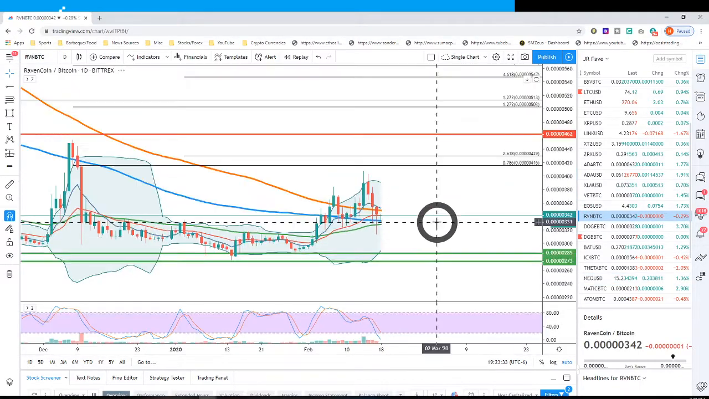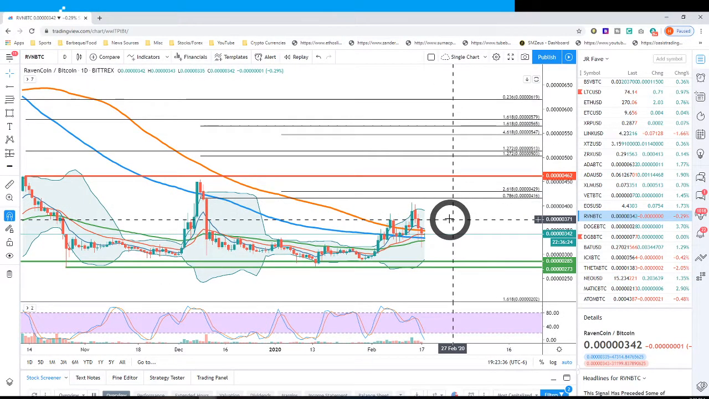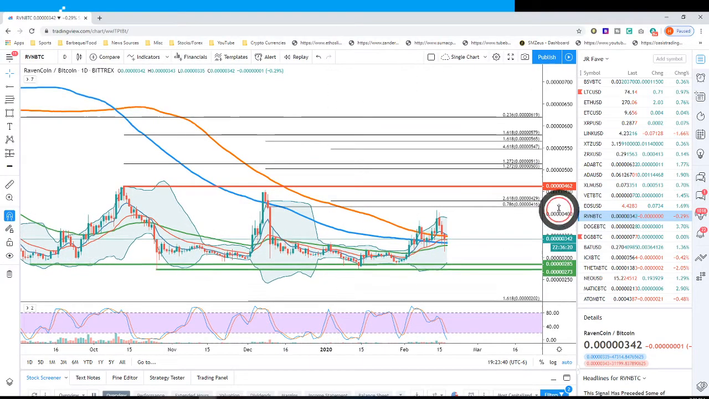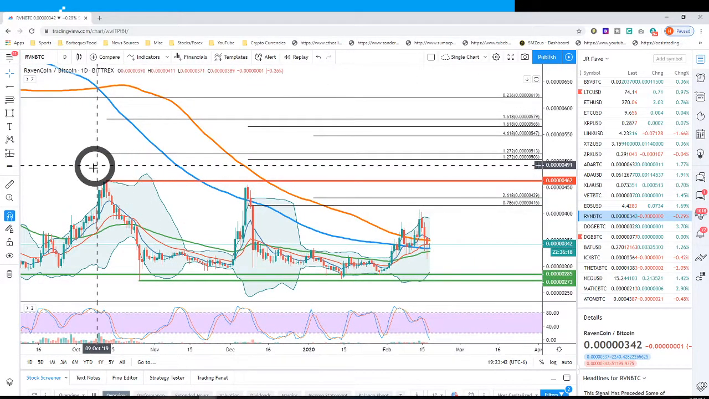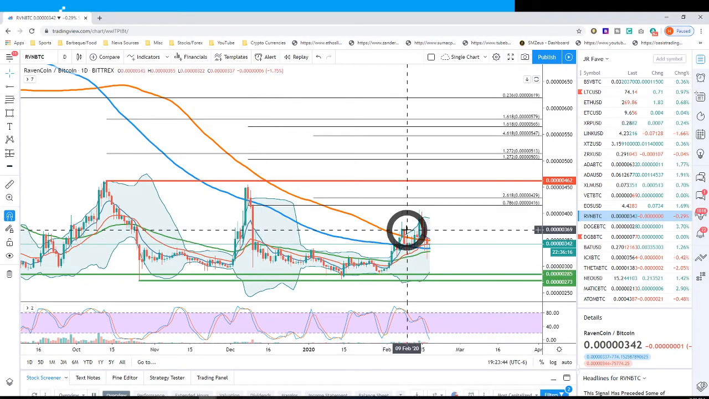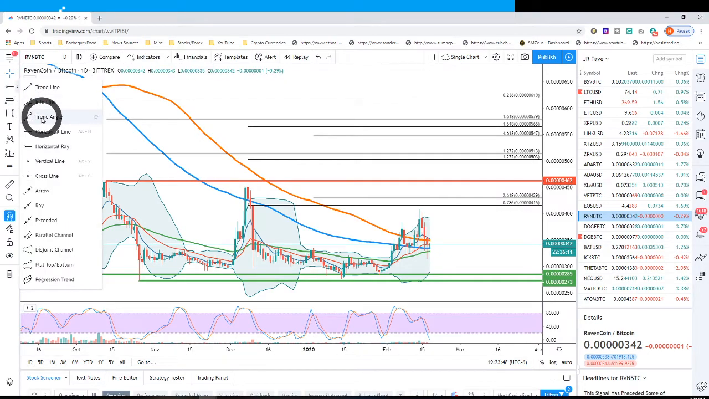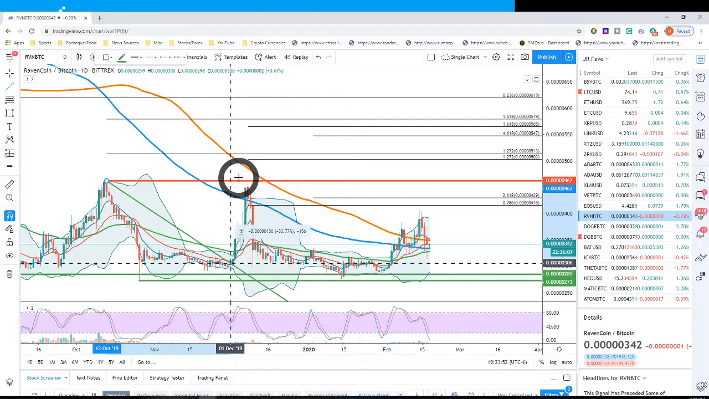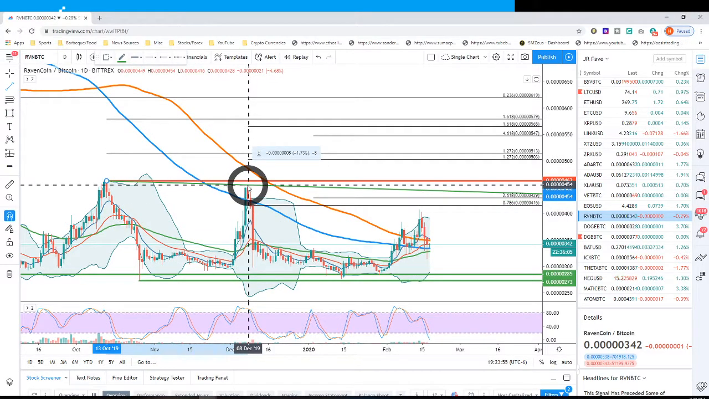We didn't check RVN. Let's take a look at this one real quick, because I've been noticing every time it pops, it's a lower price. And let's just do a trend line now on it.